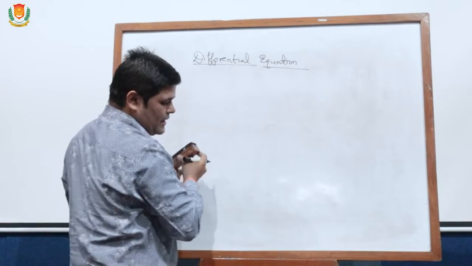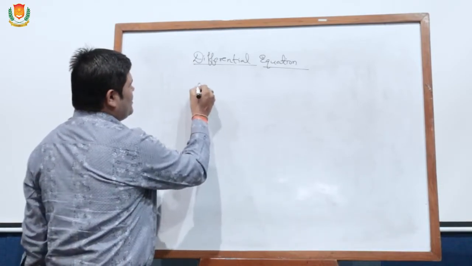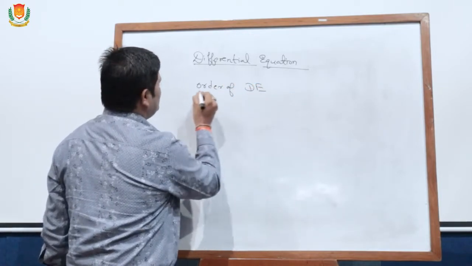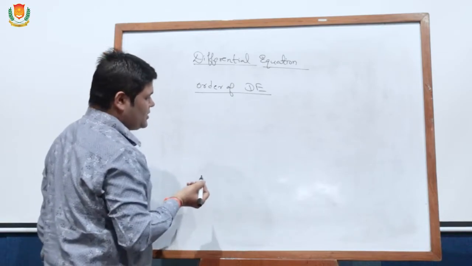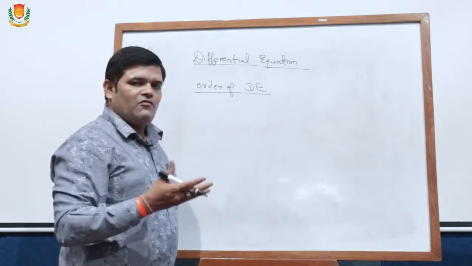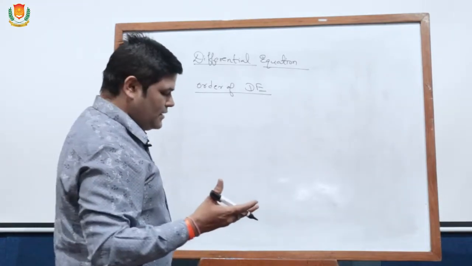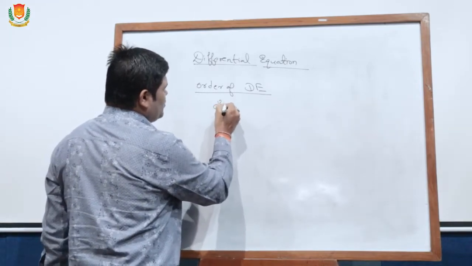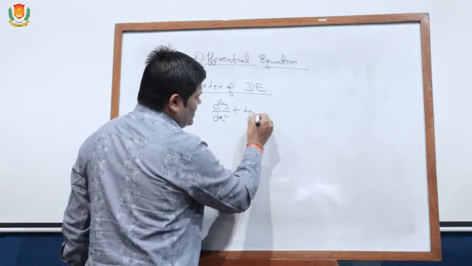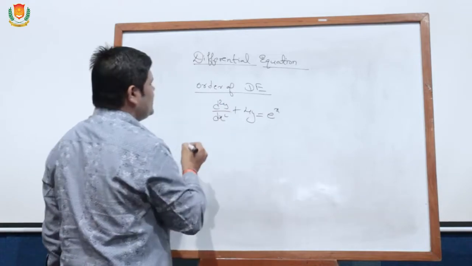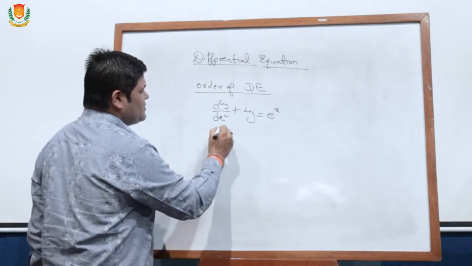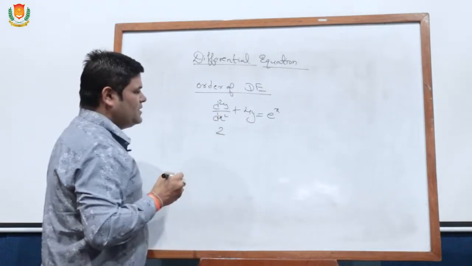First we start with the order of a differential equation, which we write as DE. What is the order of a differential equation? The highest order derivative involved in the differential equation is known as the order of that differential equation. For example, d2y upon dx2 plus 4y equals e to the power x. Here the highest order derivative is d2y upon dx2, and its order is 2. So the order of this differential equation is 2.